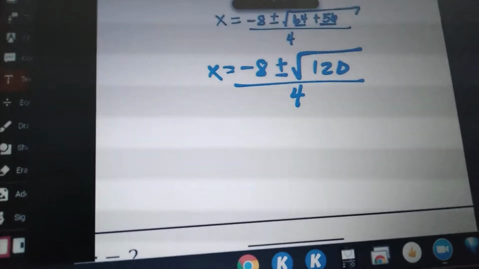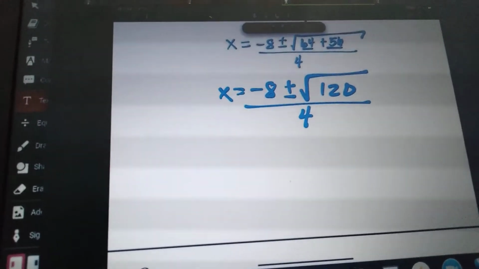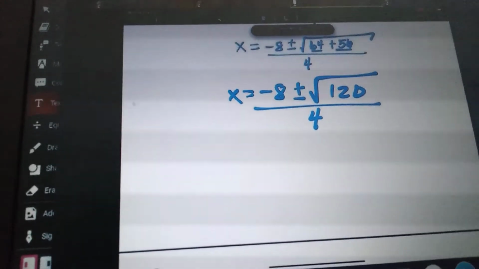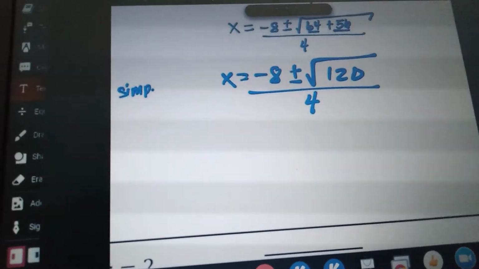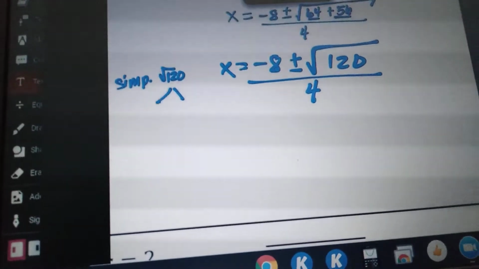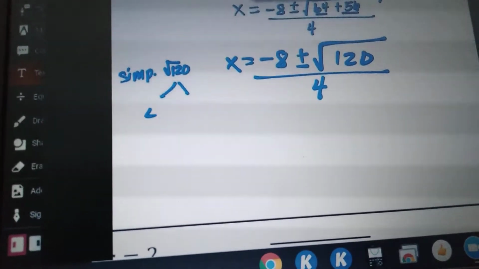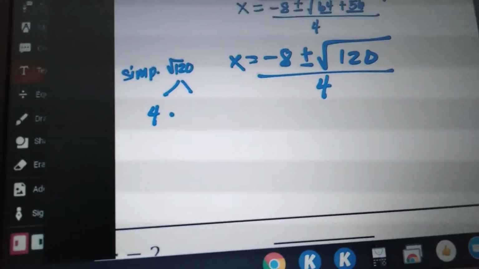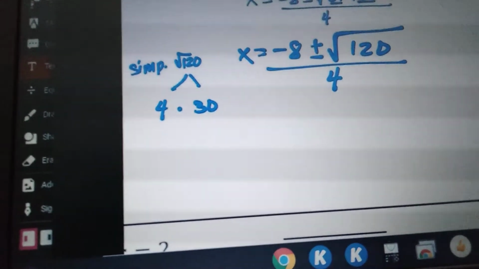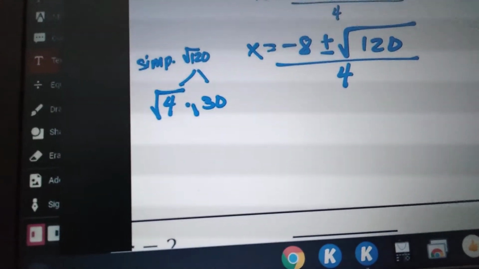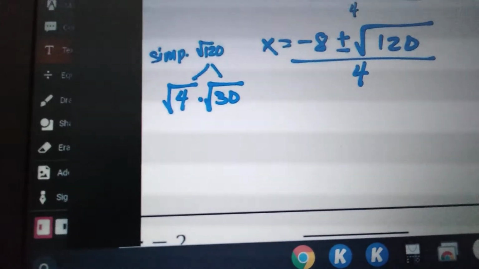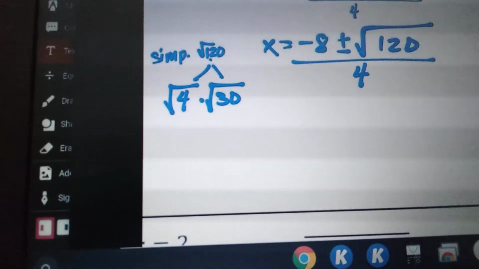Good. Radical 120. I can simplify radical 120. I know 4 times 30 gives me 120. Radical 4 times radical 30 gives me radical 120. Everyone understand?